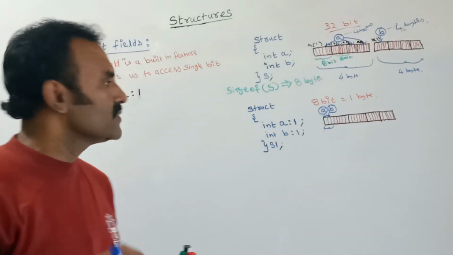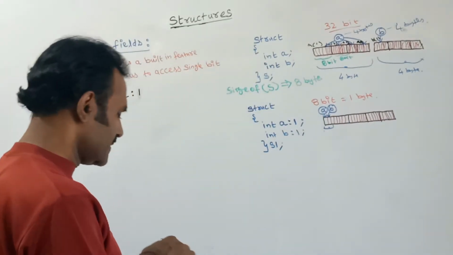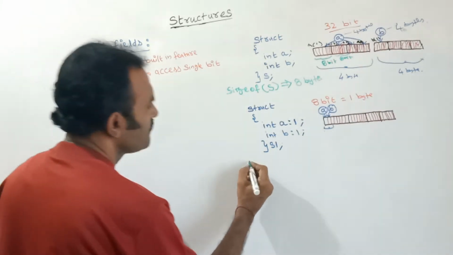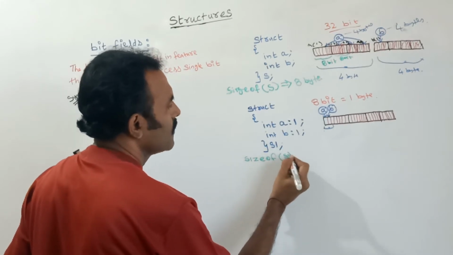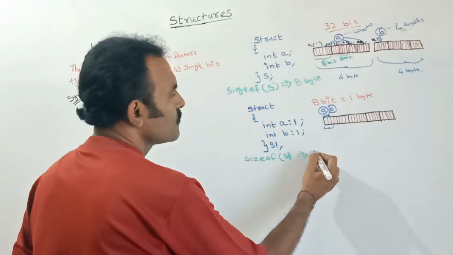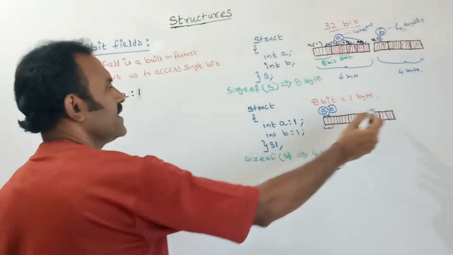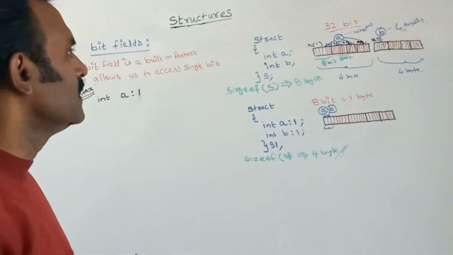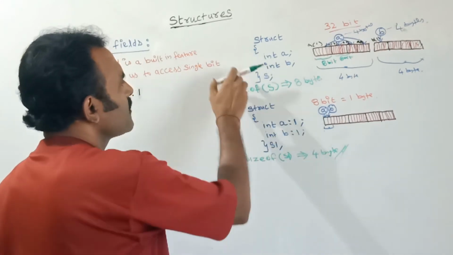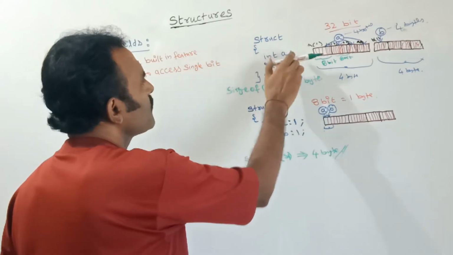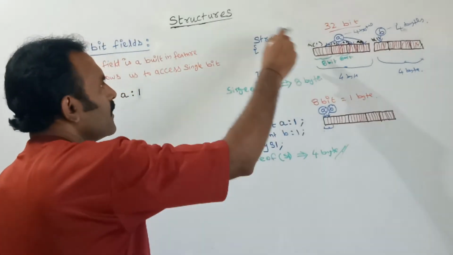See, for example, suppose I need to find the size of this structure, then what will be the size here? Suppose I am finding the size of this S1, then the result will be 4 bytes, because by default this gives 4 bytes. See, for 2 variables here, integer and integer. Normally if you declare integer A and integer B, for A 4 bytes, for B also 4 bytes. Totally it shows 8 bytes. This is the normal structure member.